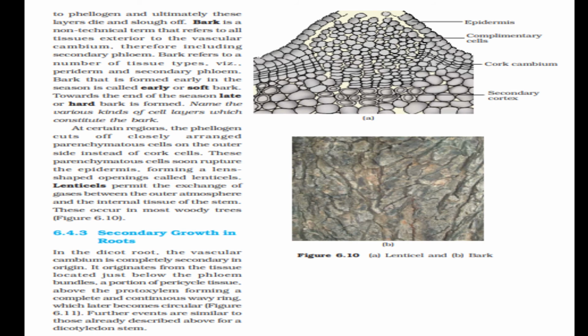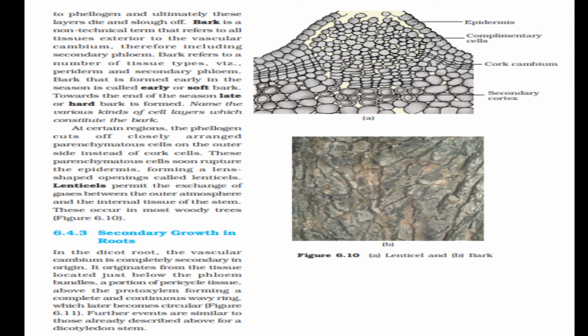At certain regions, the phellogen cuts off closely ranged parenchymatous cells on the outer side, instead of cork cells. These parenchymatous cells soon rupture the epidermis, forming lens-shaped openings called lenticels. Lenticels permit the exchange of gases between the outer atmosphere and the internal tissue of the stem. These occur in most woody trees.